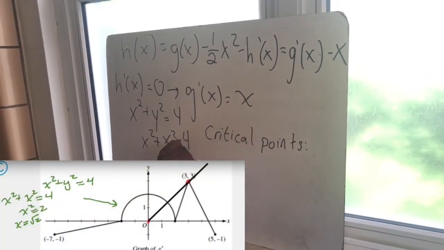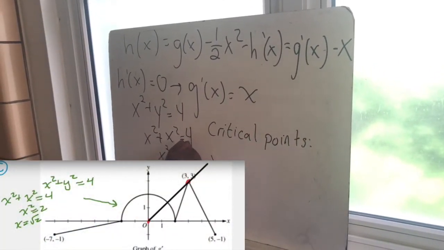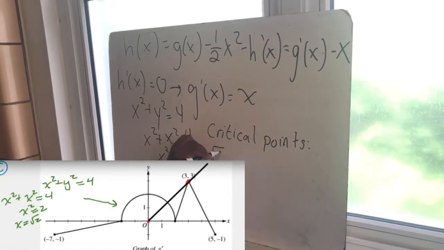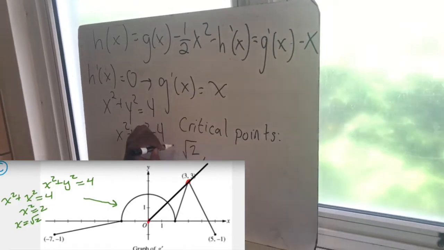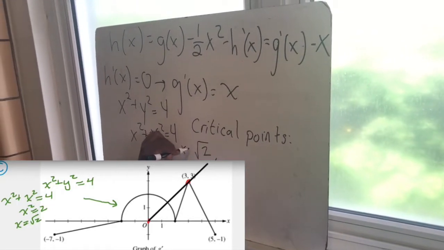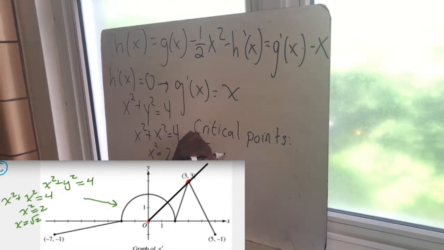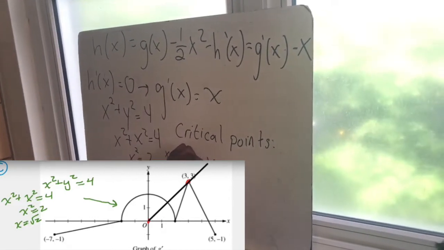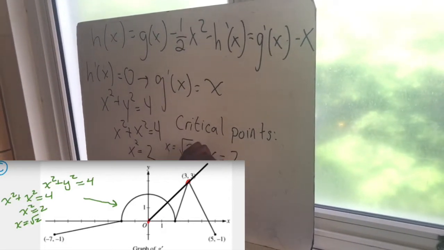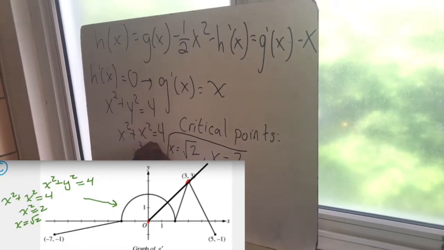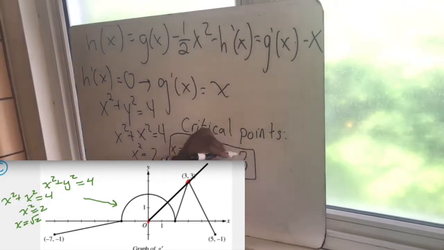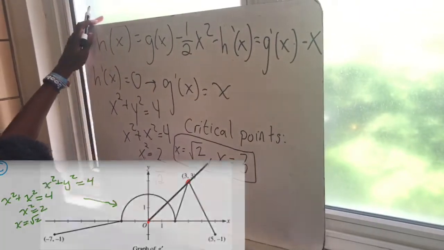To do this, we're going to add the line y equals x to our graph. And there are 2 points where the line intersects on the graph. To find the intersection point, we must use x squared plus y squared equals 4. And then using that, we find what x equals, and x equals radical 2. So we know that the critical points are at radical 2 and x equals 3.